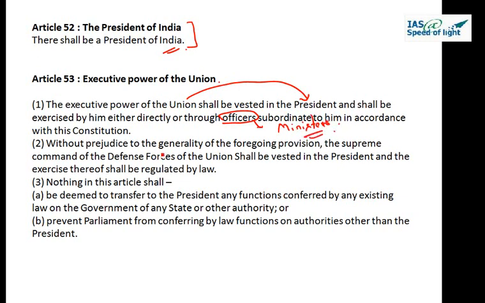The second part gives us very important information, and it tells us that the supreme commander of the defense forces of the union is the president. So article number 53 part 2 tells us the supreme commander of the defense forces is the president.